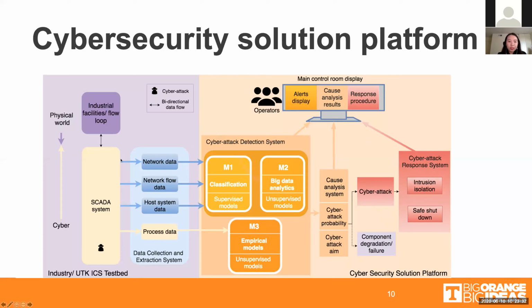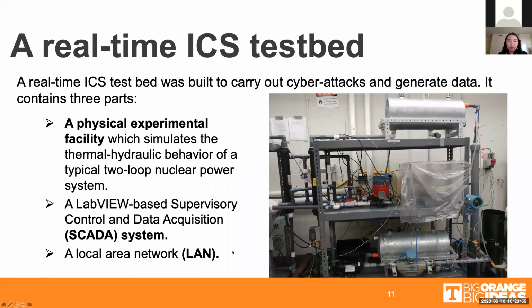To generate the data needed for this research, we built this ICS testbed, which contains the physical world, which is a flow loop, and the cyber part, which is a supervisory control and data acquisition SCADA system. So now let's see this ICS testbed first. The testbed contains three parts. The first part is a physical experimental facility, which simulates the thermohydraulic behavior of a typical two-loop nuclear power plant. And a LabVIEW-based SCADA system, which controls this facility and also acquires data from this facility, and a local area network.